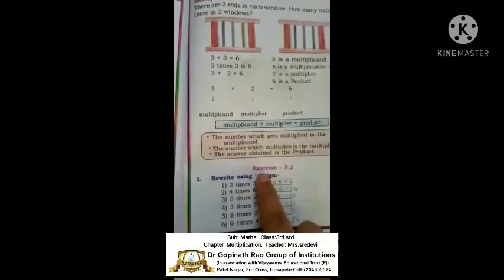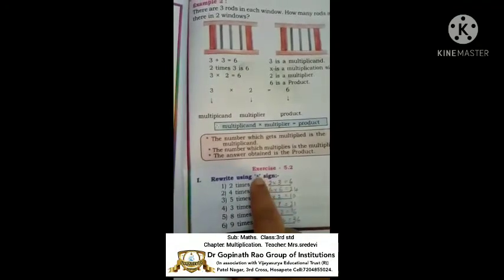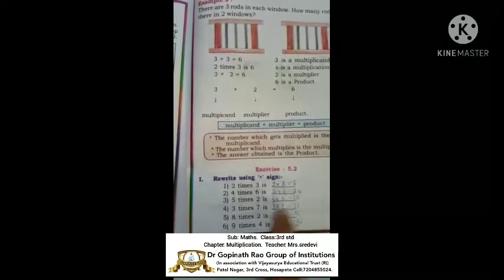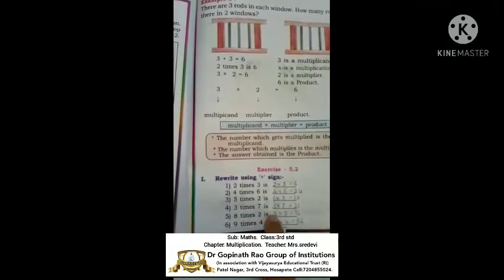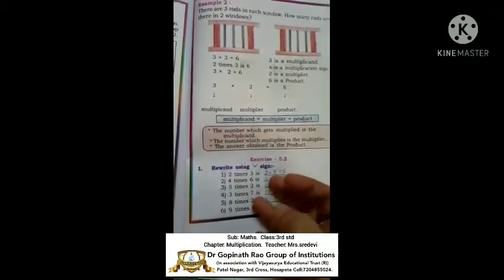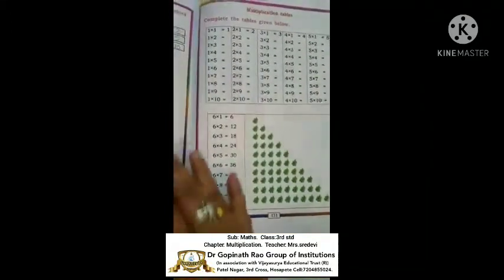Now next, exercise 5.2. Rewrite using the into sign. So 2 times 3, times means into, this is x. See the symbol: 2 3s are 6, 4 into 3, 4 6s are 24, 5 2s are 10, 3 7s are 21, 8 2s are 16, 9 4s are 36. See children, if you learn the tables, then only you will be able to write all this. Okay, you should be perfect in tables.